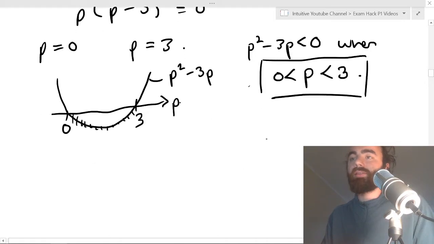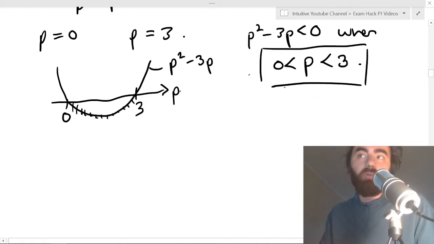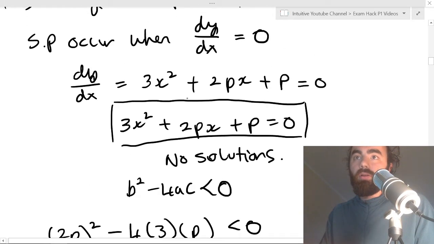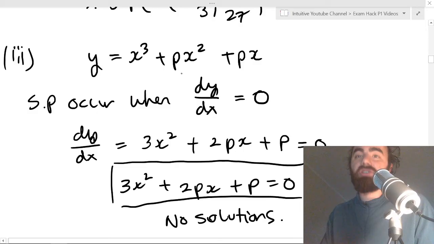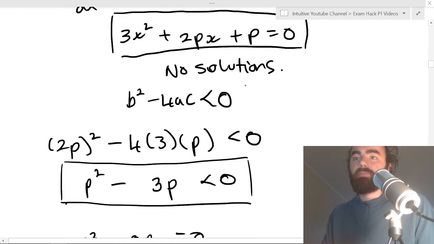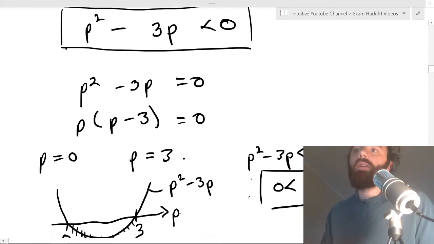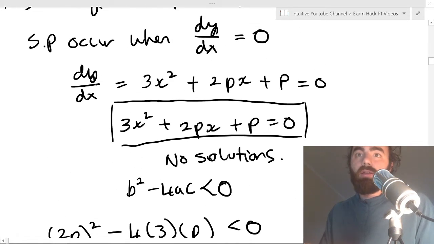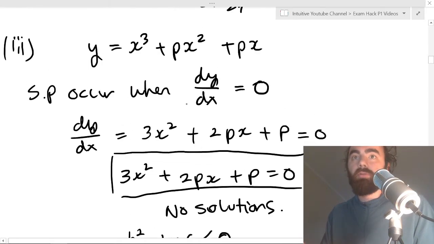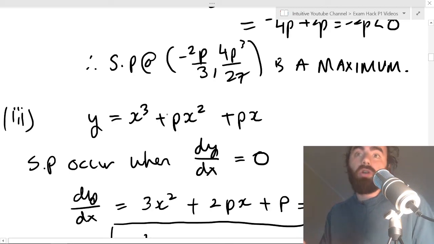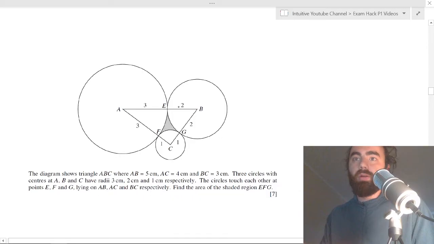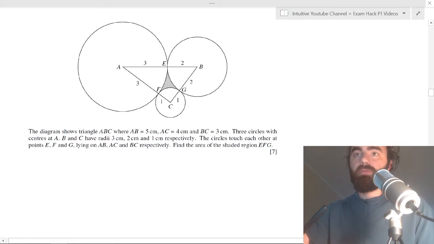So your answer is that when p is between 0 and 3, your curve has no stationary points. So when your p is between 0 and 3, that means that your dy by dx has no solutions when it equals 0, and that means that your curve has no stationary points. That's a really good question. Okay, so that's question 1. Let's move on to question 2.